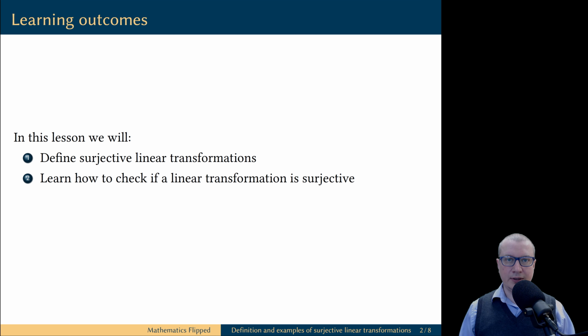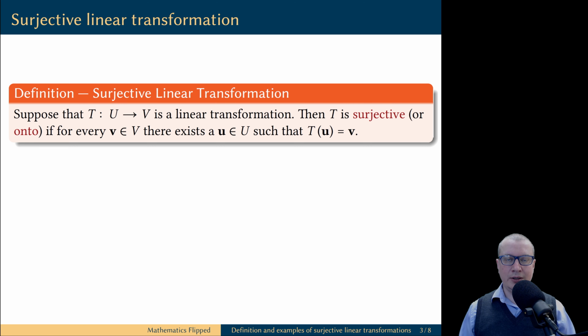In this lesson we will define surjective linear transformations and learn how to check if a linear transformation is surjective. Let's get started. A linear transformation is surjective, or an alternative terminology is onto, if it is surjective as a function. This means that every element of the codomain is equal to a value of the function on some input.